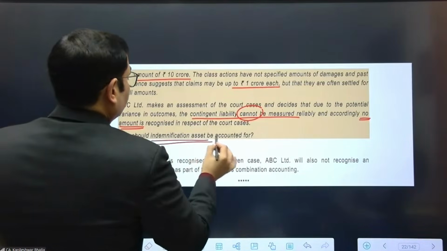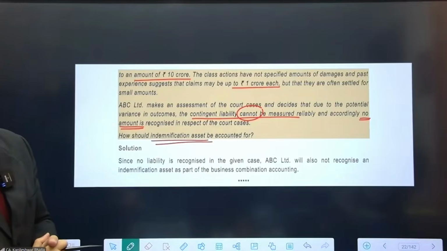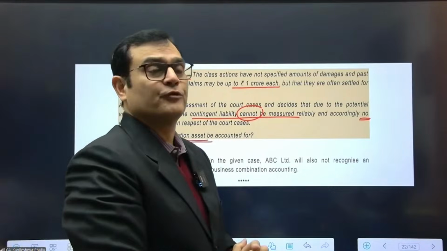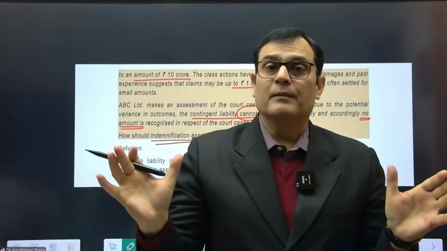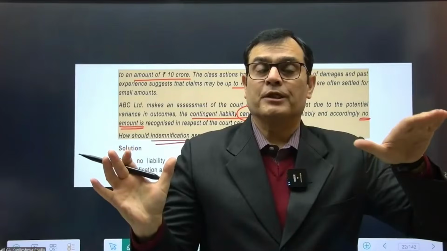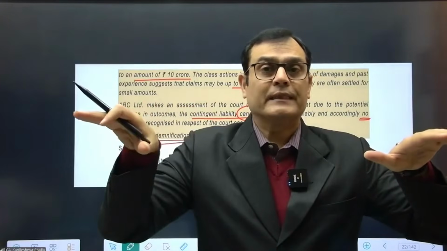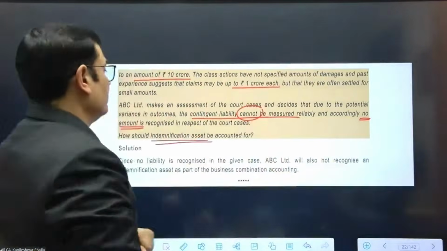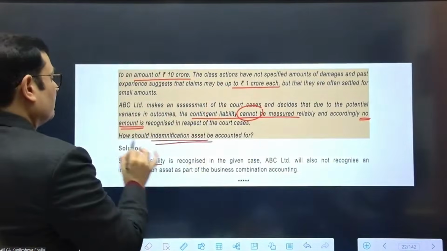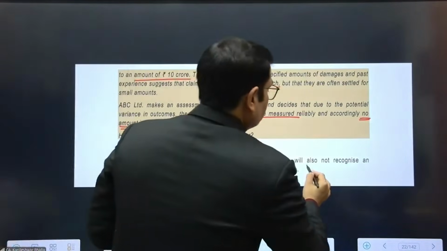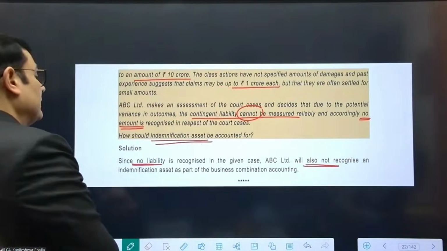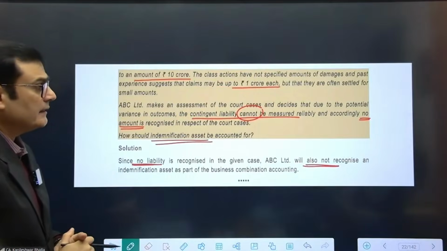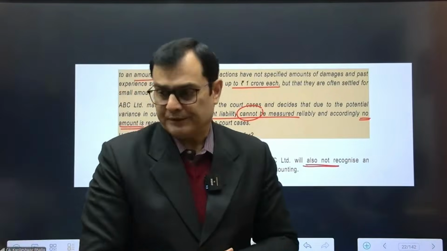How would the indemnification asset be accounted for? Are you going to account it? Of course, no. I made a very clear-cut picture. No contingent liability, no indemnification asset. So in this particular case, since no liability is recognized, ABC will also not recognize the indemnification asset as a part of the business combination accounting.